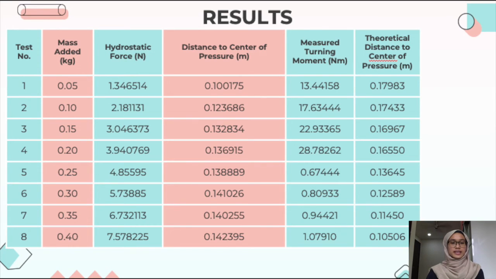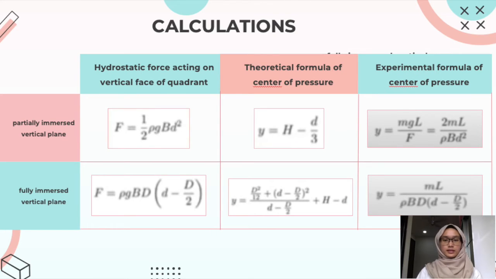These are the results obtained from the experiment. A 50-gram mass increment is added 8 times. Hydrostatic force, distance to center of pressure, and turning moment are measured. Distance to center of pressure is then calculated. These are the calculations used.